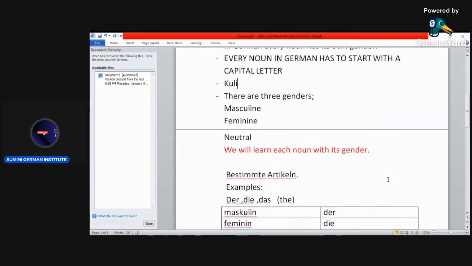There are three genders: the masculine, the feminine, and the neutral. I have already said that every noun in German has a gender. A pen has a gender. A chair has a gender. A cupboard has a gender. Every single noun. And while you're learning a noun, make sure to learn the noun with its gender. I'll show you the easiest way to learn this. It's not hard.